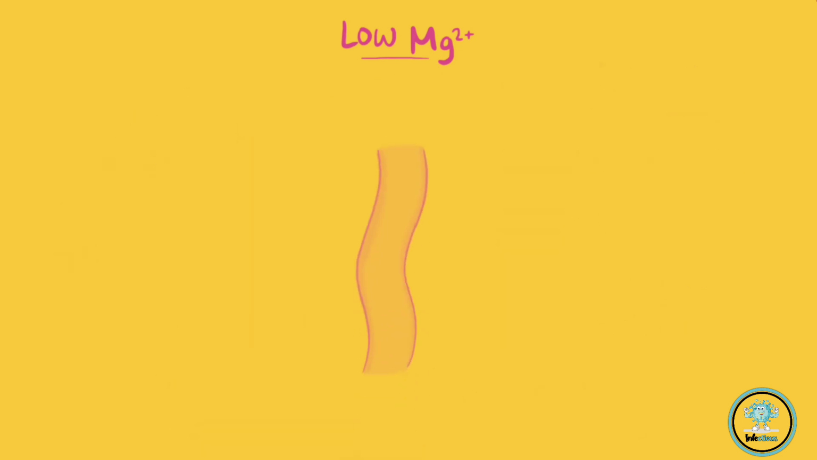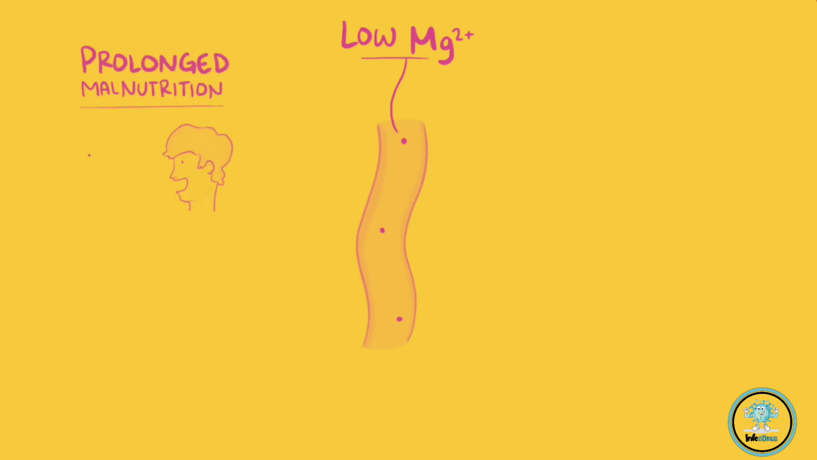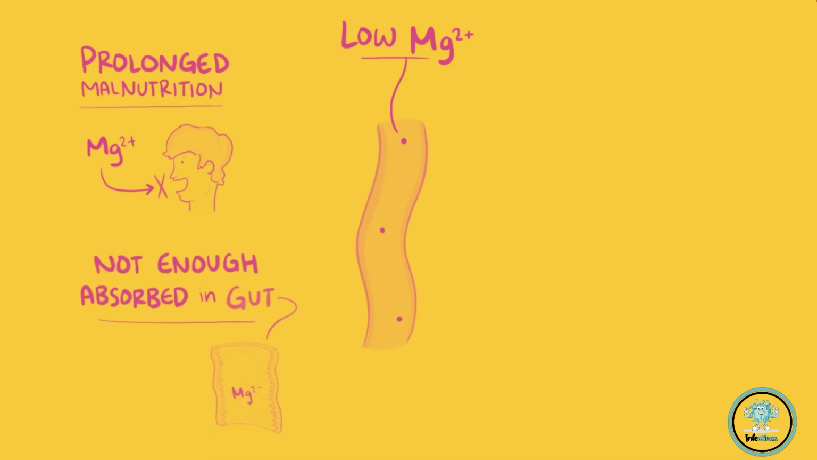Now, a different mechanism for hypomagnesemia is prolonged malnutrition, where not enough magnesium gets consumed. Alternatively, there might be enough consumed, but not enough absorbed in the gastrointestinal tract. So instead of going into the blood, it gets excreted. And this can happen because of interference from medications like proton pump inhibitors, or from a bout of diarrhea.